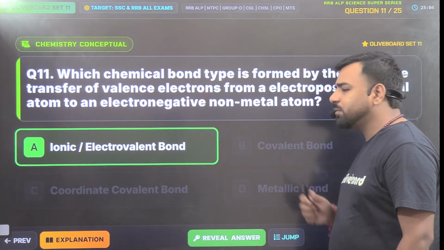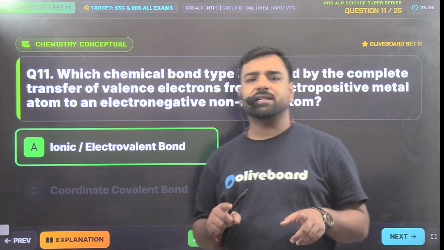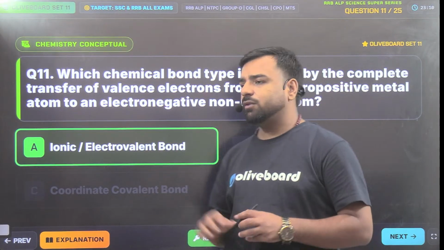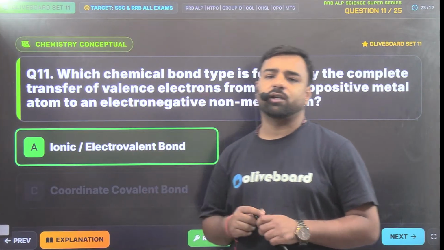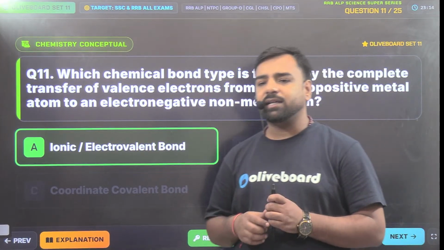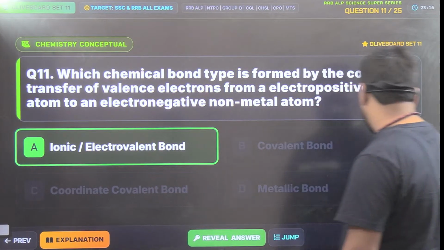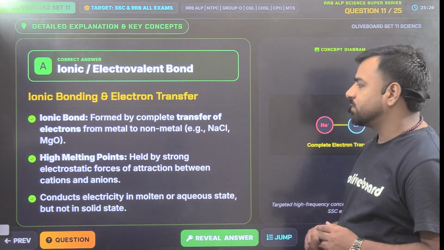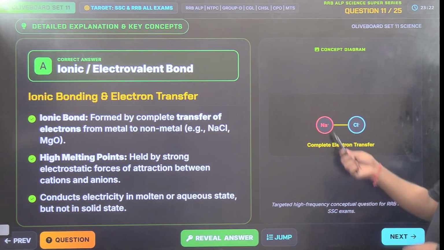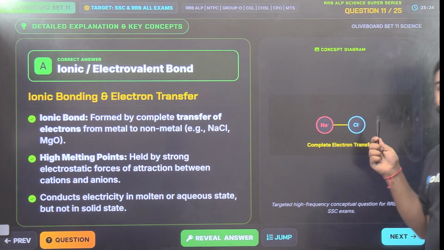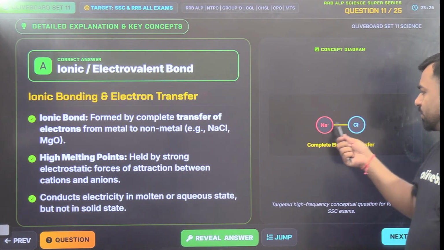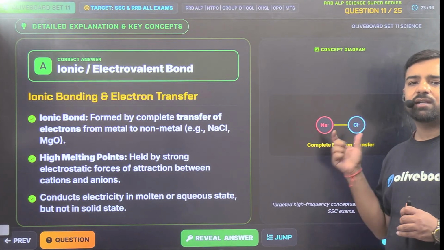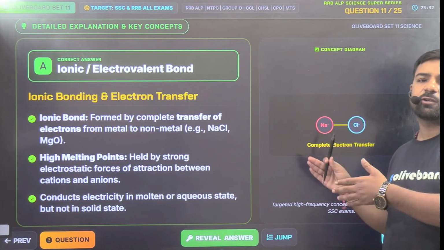What about covalent bond? In a covalent bond, mutual sharing is there, as in the case of CO2. Then we have coordinate bond, where a lone pair of electrons is used in the bonding, and here the ammonium ion can be the answer. Option A was the correct answer. It is formed by a complete transfer of electrons from metal to non-metal, just as in sodium chloride, the common salt we use. One electron is lost from sodium, and chlorine gains one electron, and they combine to form the electrovalent or ionic bond.